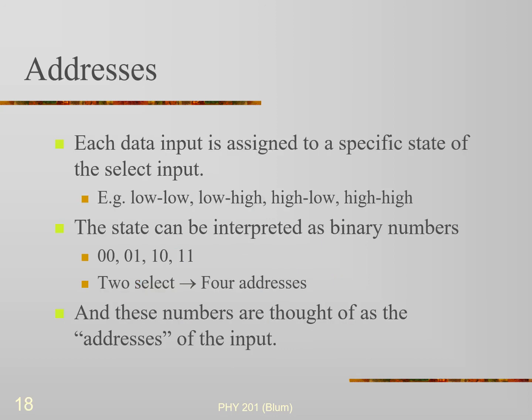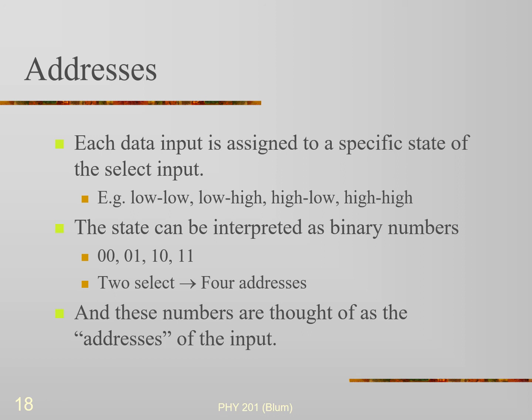So to recap, we had 4 data sources. Each data input was assigned a specific state of the select or address input. So there were 2 address or select inputs, so the states were low low, low high, high low, and high high. Those are the possible states of the address inputs. Each of these states can be thought of as a binary number, 0, 1, 2, or 3. And so those 2 selects lead to 4 addresses.